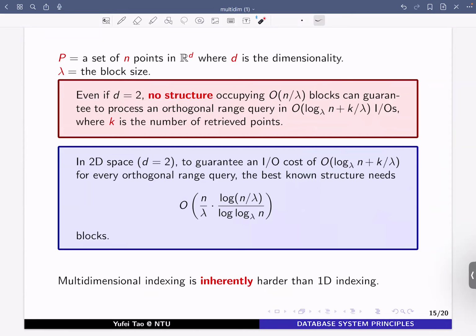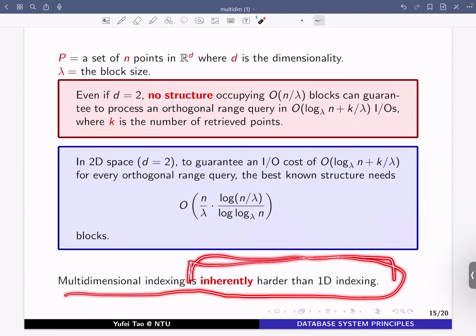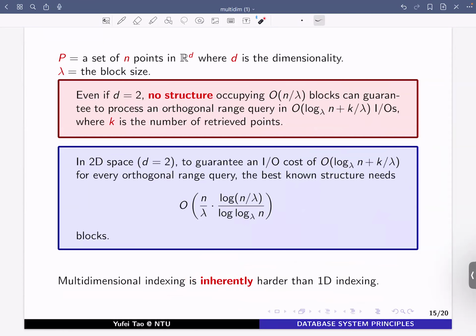Well, the answer is no. The answer is no. Multidimensional indexing is inherently harder than one-dimensional indexing. So if you want to have something that comes with rigorous theoretical guarantees, the answer is just forget about it. So it's not possible. And then the natural question is, what would be possible, if you want to have rigorous guarantees?